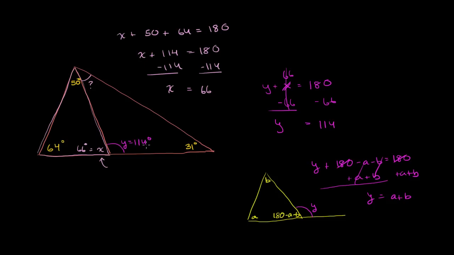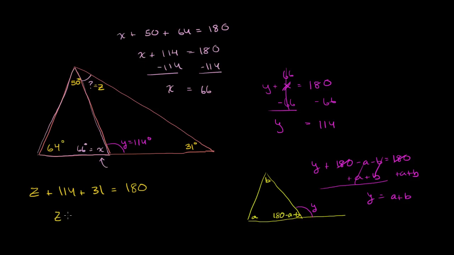So if y is 114 degrees, now we know this angle. We were given this angle in the beginning. Now we just have to figure out this third angle in this triangle. So if we call this question mark z, we know that z plus 114 plus 31 is equal to 180 degrees. The sums of the measures of the angles inside of a triangle add up to 180 degrees. That's the only property we're using in this step.